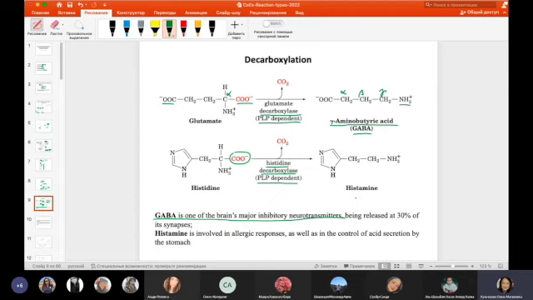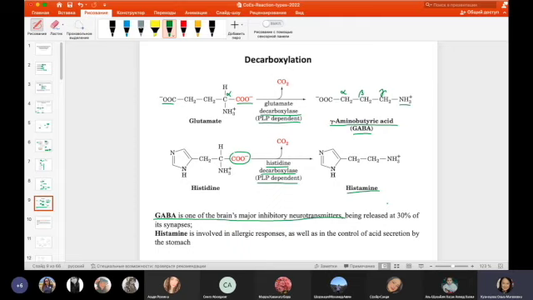Histamine is involved in allergic responses and in the control of HCl secretion by the stomach. It is a regulatory molecule. Both GABA and histamine can be called biogenic amines. They are amines with biological activities. One of them is a neurotransmitter.